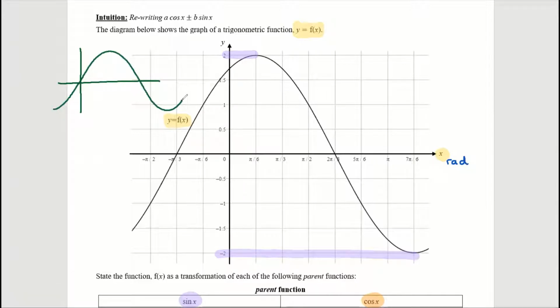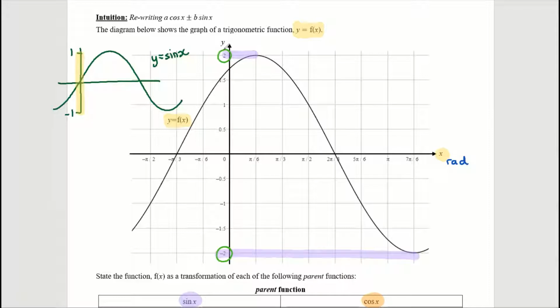So we know a bit about the sine wave. We'll call this y equals sine x, our parent function. Under normal circumstances, if this was just y equals sine x, we would have a maximum value at 1 and a minimum value at -1. That's the range of sine x, and it doesn't go beyond that. And from what we've got here, we have a range that begins at -2 and finishes at 2.